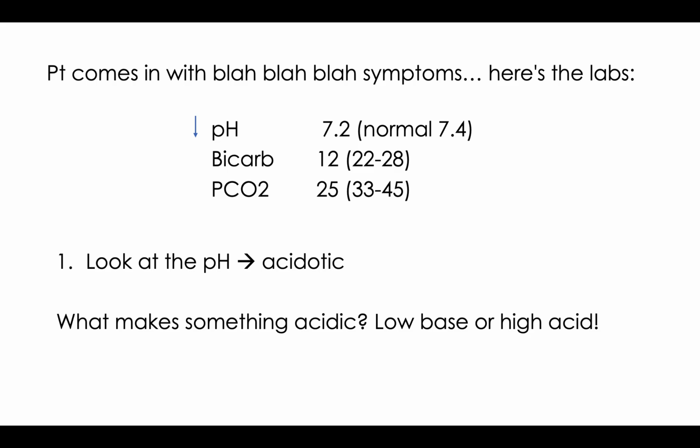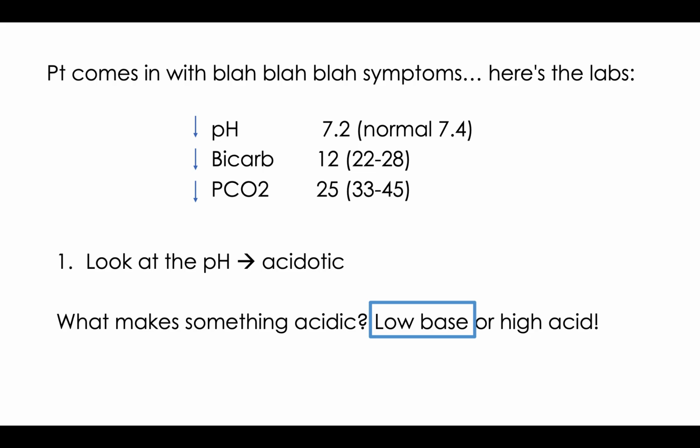And what makes something acidotic? Either a low base or high acid. And that makes sense, right? You either don't have enough base to stabilize your pH to normal 7.4, or you have so much acid it's overwhelming your system and your pH is going to be lower. Okay, so let's look at this. Which one do we have? Do we have a low base or do we have a high acid? Well, our bicarb's low, so we have a lower base, and our CO2 is low, so we have a low acid. Okay, so that means that our body is in an acidotic state because it doesn't have enough base.